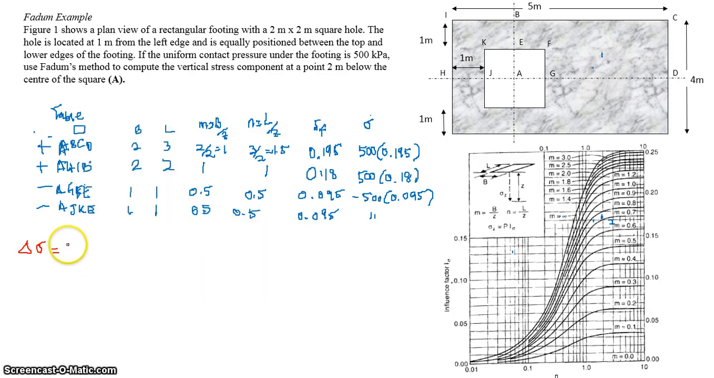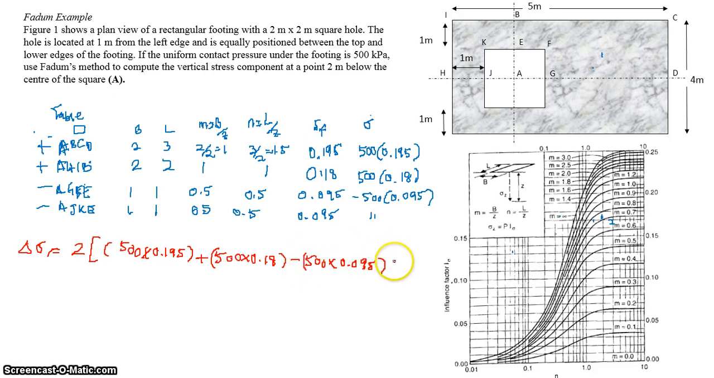Alright, so for the total, as this is symmetrical, let's write number 2, and let's total up the first one: 500 times 0.195, plus 500 pressure from the next side of the square or rectangular, and minus the square, 500 times 0.095, and also 500 times 0.095. Okay, close the bracket.